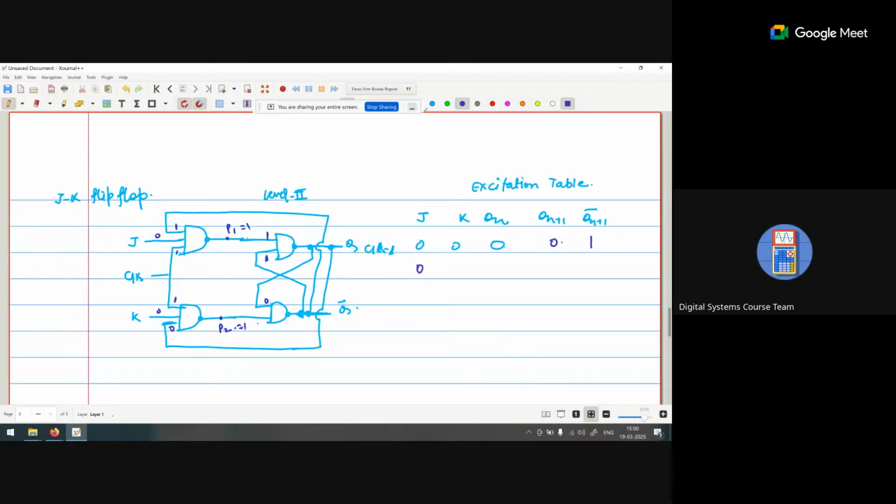Now JK is 0, 0. That means P1 and P2 are 1, 1. Now what we do, we change the value of Qn to 1. So when Qn is 1, here we get a 1. So 1 and 1, Qn bar is 0. And when Qn bar is 0, here we get a 0. So 1, 0 becomes a 1. Clear?